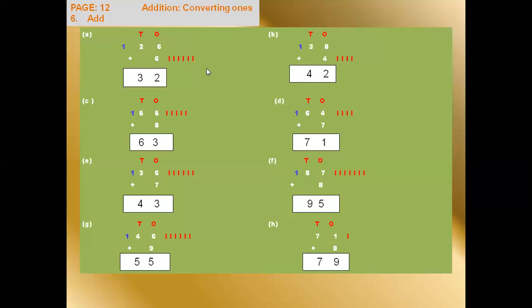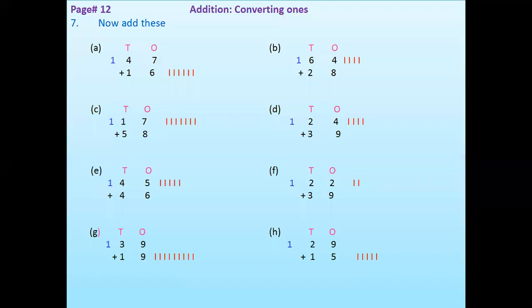So these questions have 2 numbers to add, but the first number has 2 digits and the second only 1. Okay, but in the next there is a little difference. Now look, the next one, page number 12. These are also addition and also converting ones. But what's the difference between question 6 and 7? In 6, the first number is 2 digits, second 1. But here, first also 2 and second also 2 digits.